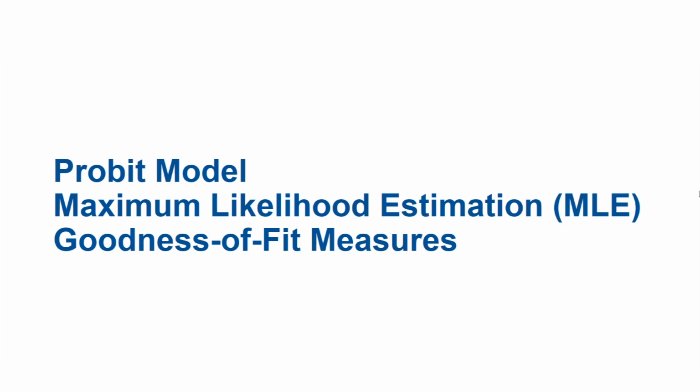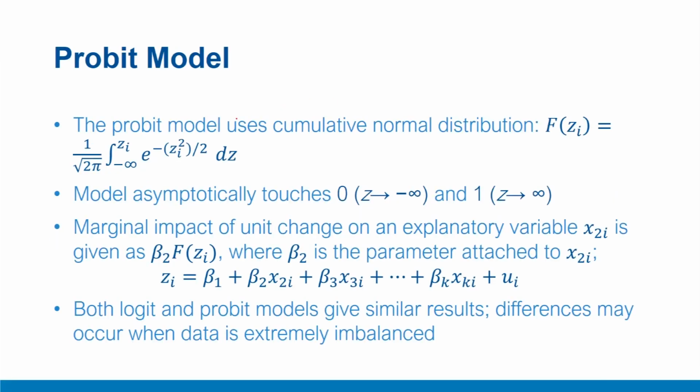In this video, we'll briefly summarize three important topics: the probit model, maximum likelihood estimation (MLE), and goodness of fit measures. The mathematics can be ugly and out of the scope of discussion. Only a brief summary is warranted here. First, let us quickly summarize the probit model.